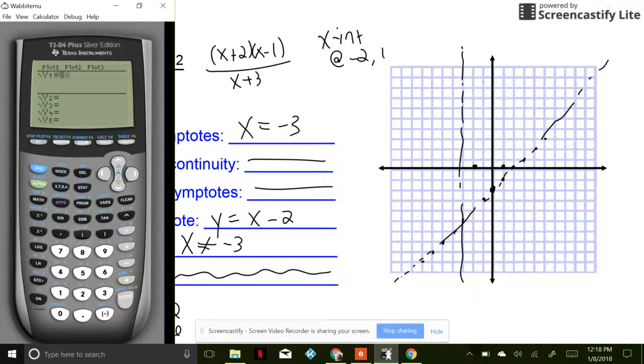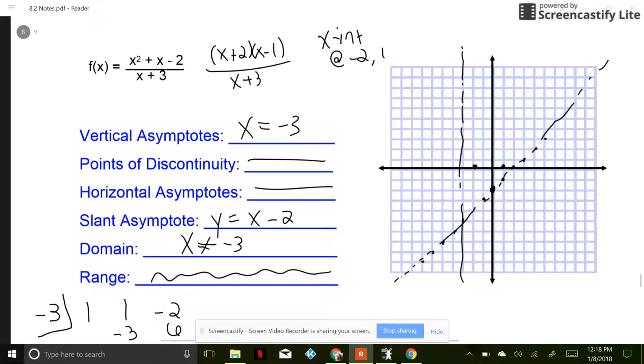So we'll have x squared plus x minus 2, divided by x plus 3. And we graph that. And so we can see we're going to be down there at the bottom and then in that top portion. So it'll be something like this. And then something like this down that way.